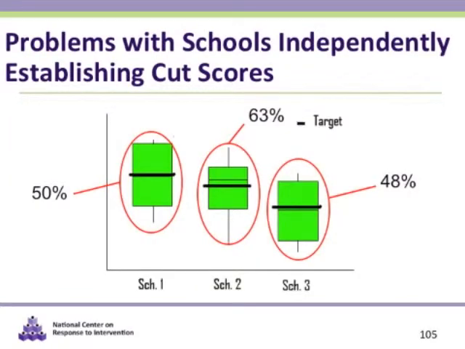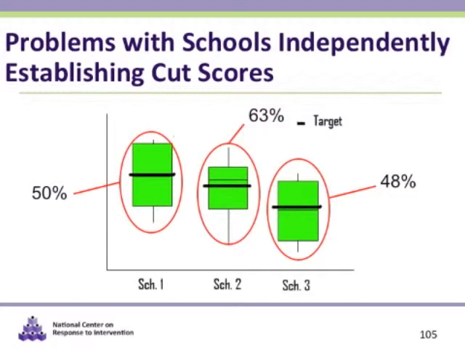Here is a different way to look at the same data. So this is the actual performance displayed using box and whisker plots, which we'll talk a little bit more about. In this graphic, we know that School 1 significantly outperforms School 3. I mean, its box is a lot higher than School 3's. So while School 1 only has about 50% of their students at or above their cut score, it has set its cut score differently than School 2 and School 3. So it had higher expectations, so it set a higher cut score.